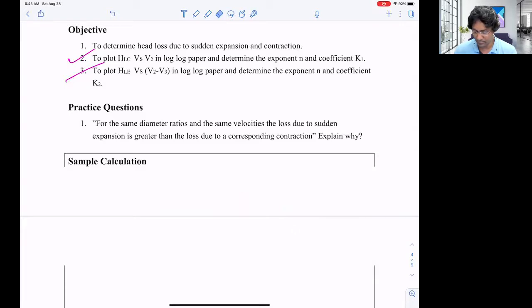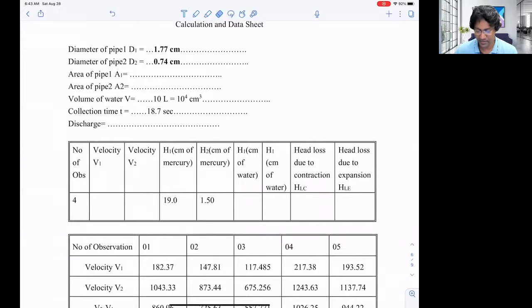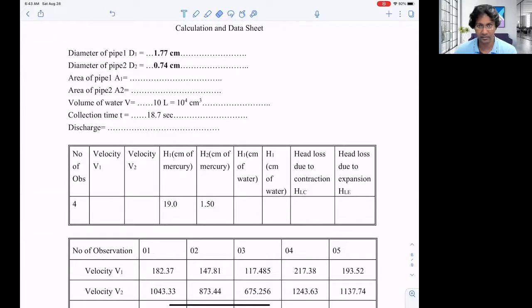So let's go to the calculation part. We have, as before, this data sheet. We need to know the diameter at the bigger section. These are the same for section 1 and section 3, so the diameter is given as 1.77. If it is not given, you will be given a shorter length of pipe, and you have to be able to calculate the internal diameter of the pipe using slide calipers. If you know how to use slide calipers, you have to be able to measure that value.